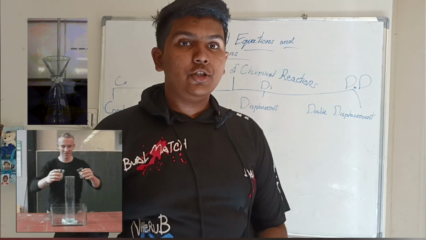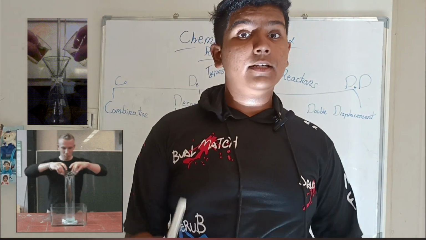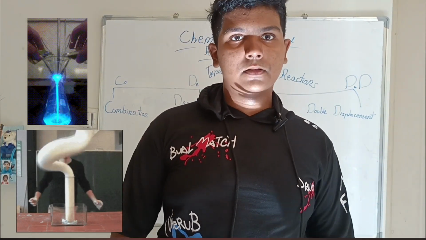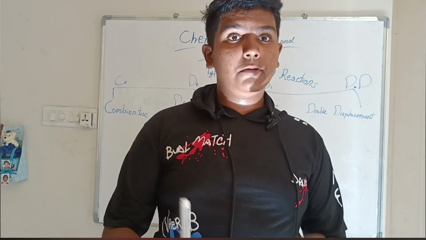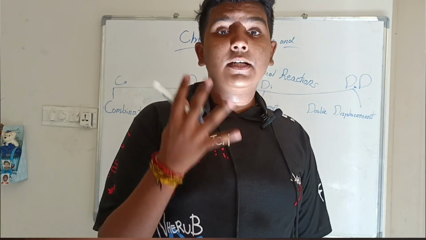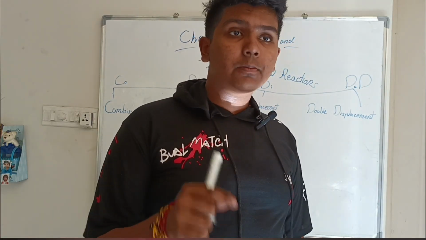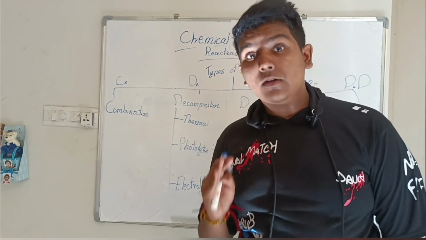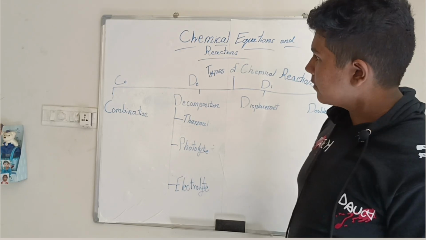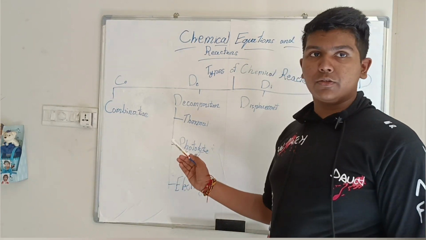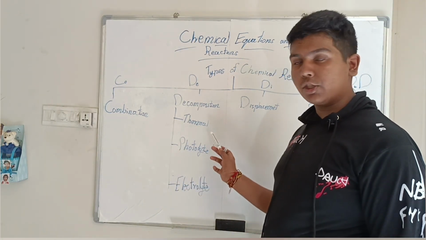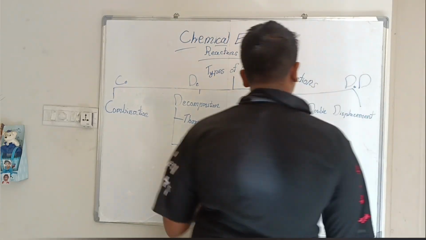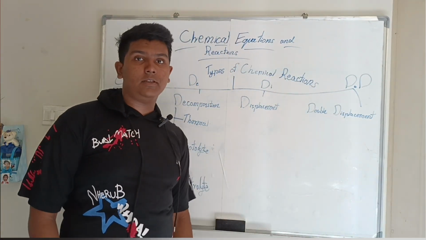Hello everyone. Today we're going to learn a lesson called chemical reactions and equations. In this video we'll be learning the four types of chemical reactions and we'll be doing a few examples of them. So what are the four types? First, combination reaction, decomposition, displacement and double displacement.